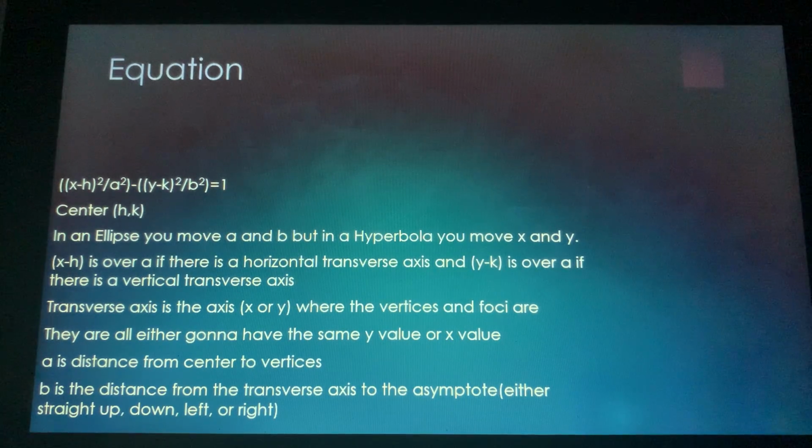And let's say you go straight left, because straight left and right is going to be the same amount. If you go straight left, the distance from the vertex until you get to the asymptote, that's the b value. But if it's horizontally oriented, you do the same thing, just it's up or down.